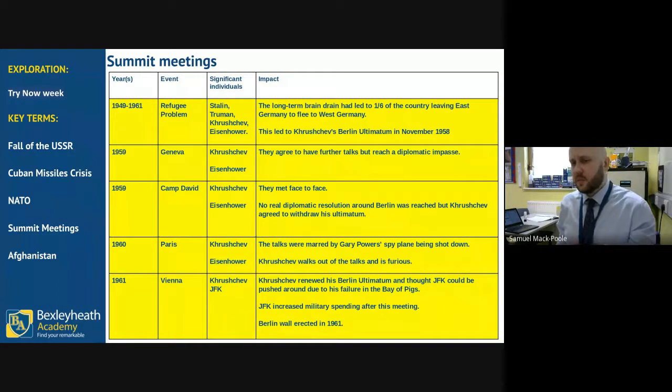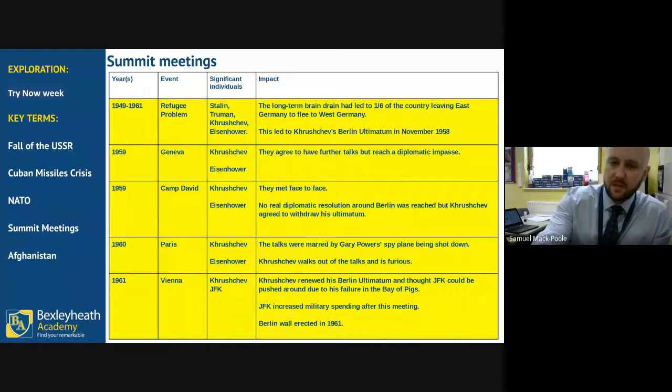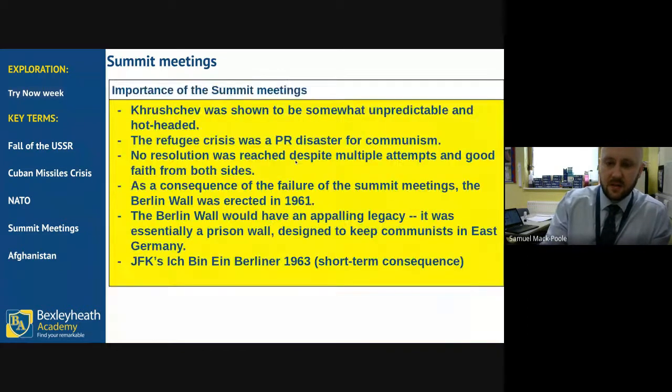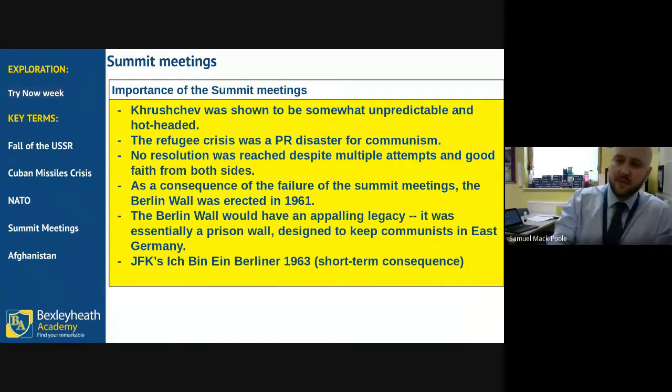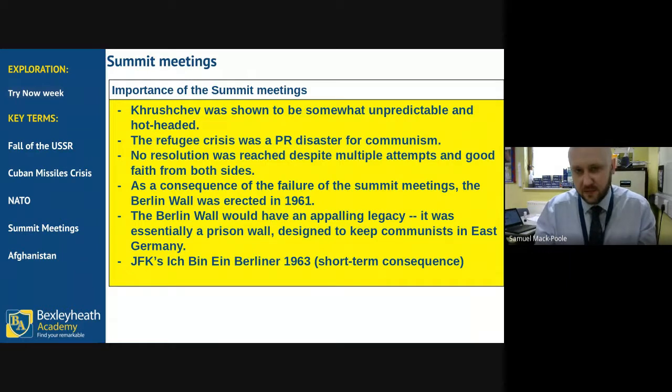So let's go on to the importance of these meetings. Really, the importance of these summit meetings is, we'll see on this next slide. Khrushchev was shown to be somewhat unpredictable and hot-headed. He'd already shown that when he said the famous words, "We will bury you," during the 1956 Suez Crisis and Hungarian uprising. But he's giving ultimatums, retracting them, giving ultimatums again. Doesn't seem to be that stable, does he?